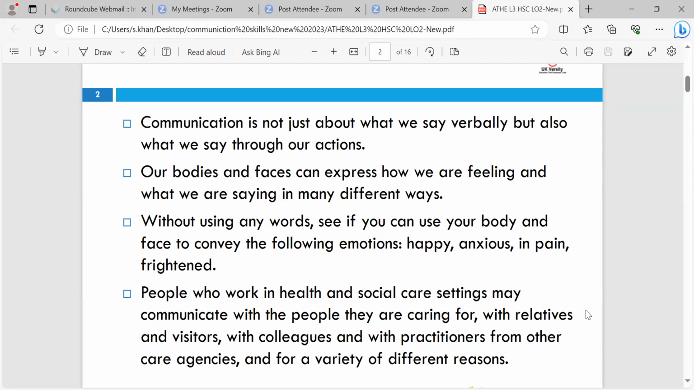Without using any words, see if you can use your body language to convey the following emotions: happy, anxious, if you're in pain, if you're frightened. People who work in the health and social care settings may communicate with the people they are caring for, with relatives and visitors, with colleagues and other practitioners from other care agencies, and for a variety of different reasons.